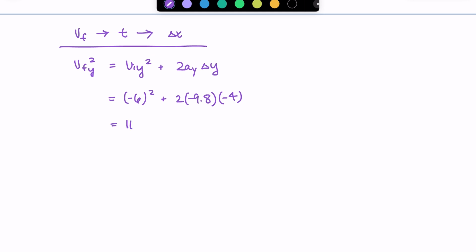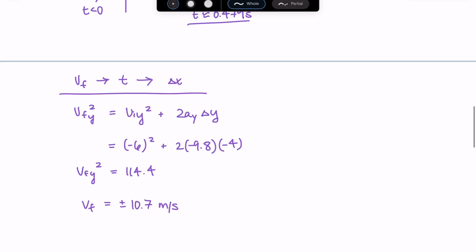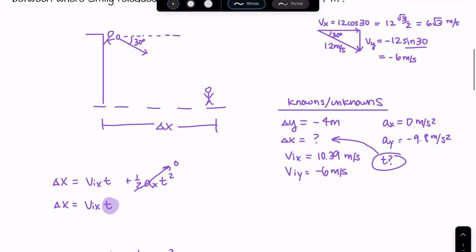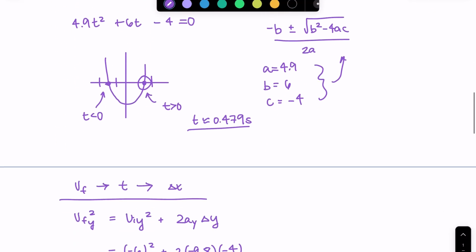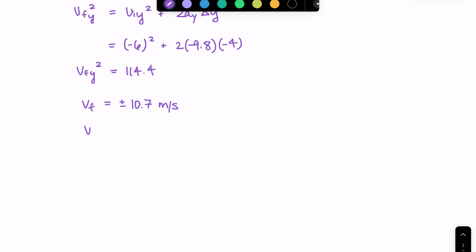And we plug all these things in, you should get 114.4. However, remember that that's your v final squared. So to actually get the v final, you're going to want to square root that. When you take a square root, you always get plus or minus the answer. So we're going to get plus or minus 10.7 meters per second. Now, if we think about the problem, the final velocity in the y direction is going to be in the negative direction since the ball is falling down the entire time. So that means the v final we want to use is negative 10.7 meters per second.